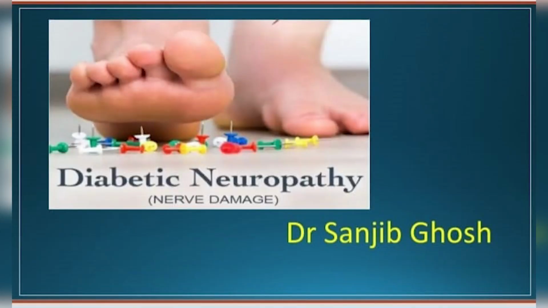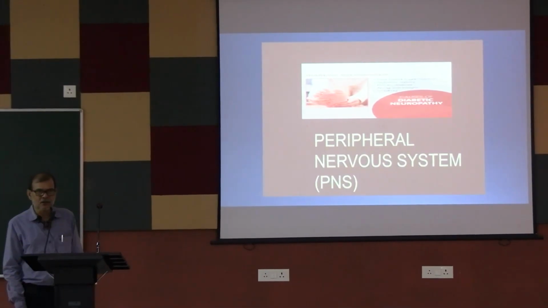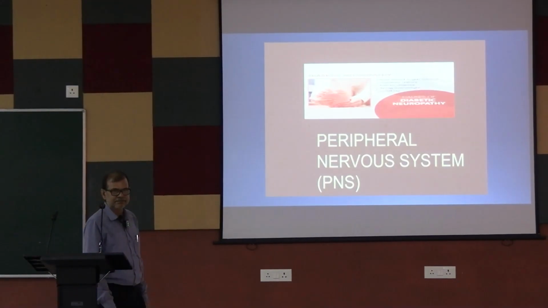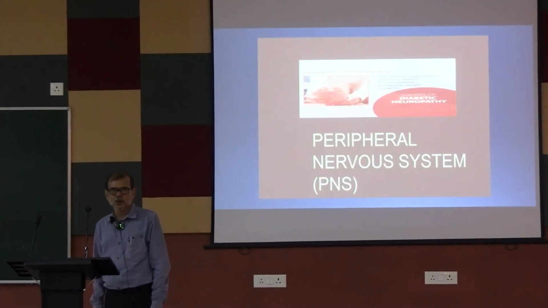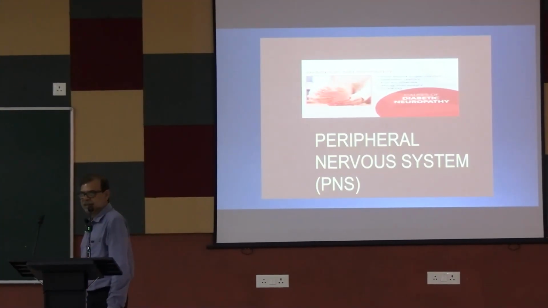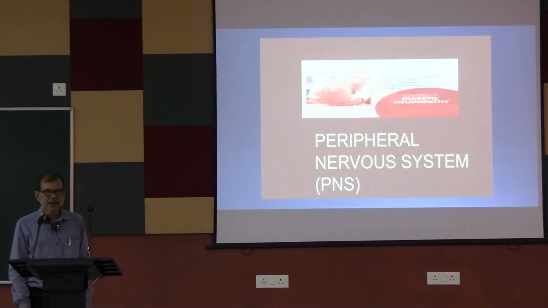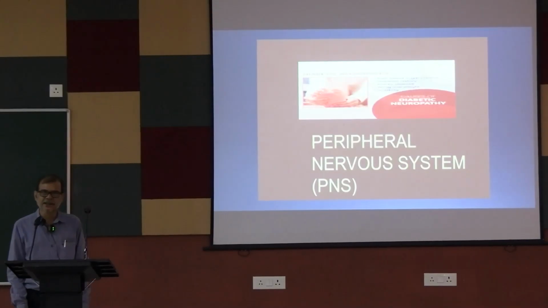Today's discussion is diabetic neuropathy, more precisely diabetic peripheral neuropathy. So we have an anatomic and physiologic overview of the peripheral nervous system. The nervous system is broadly divided into two parts: the central nervous system comprising the brain and the spinal cord, leaving everything else in the peripheral nervous system.